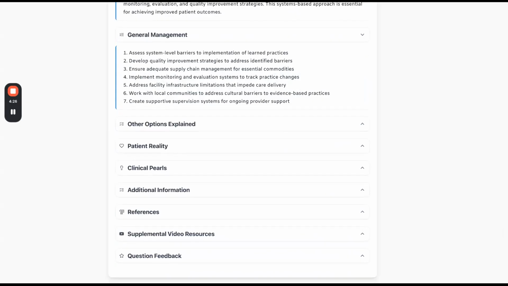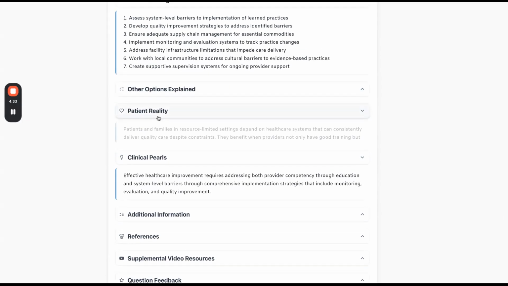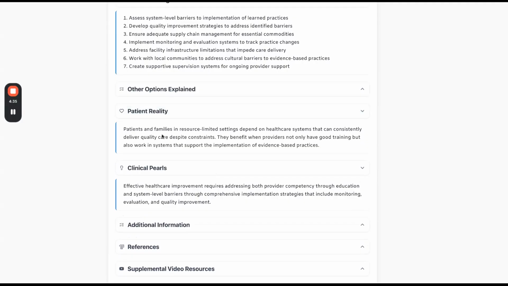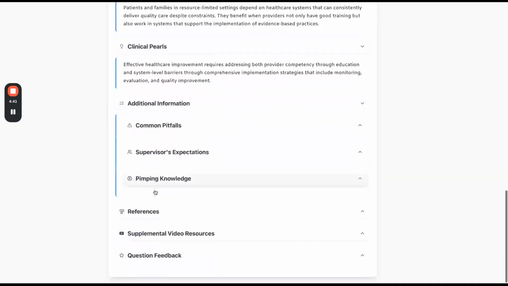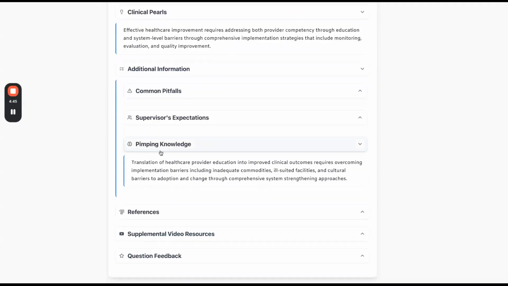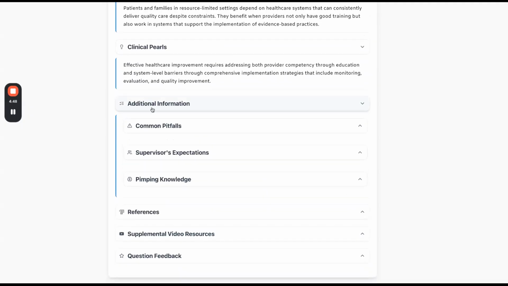And as I said, depending on the type of question bank, you have different sections. For example, here in clerkship, we have a section of clinical pearls, a section about patient reality as well. And for some questions, sections about, for example, the attending's expectations. You have here the additional information, common pitfalls as well. And of course, pimping knowledge, because we all know we all get pimped during rotations.